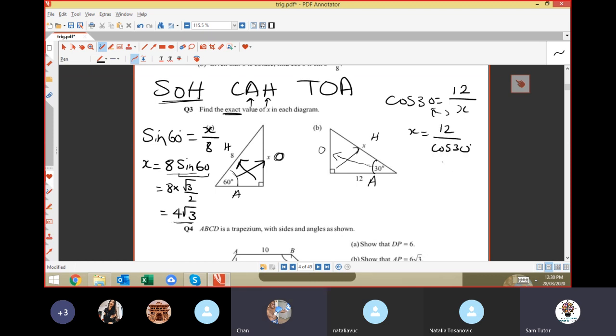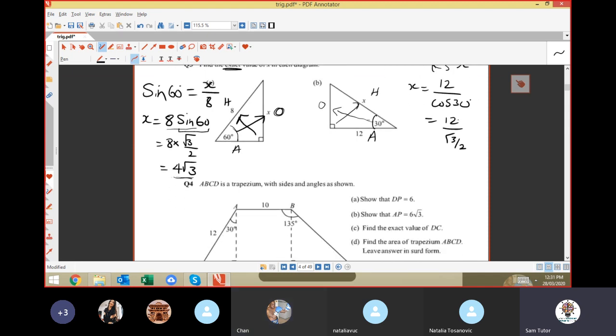Over cos 30. Okay, again, plug cos 30 into your calculator only. Cos 30 will give me root 3 over 2. Yes. Now, we've got to learn to simplify this, but I'm not sure if you guys are strong with your fractions over fractions yet. So is the best thing 24 over root 3? Yes, you got it, but let's just do it like this.